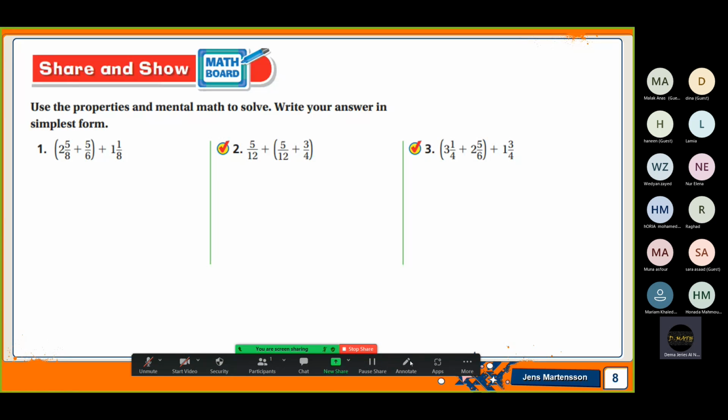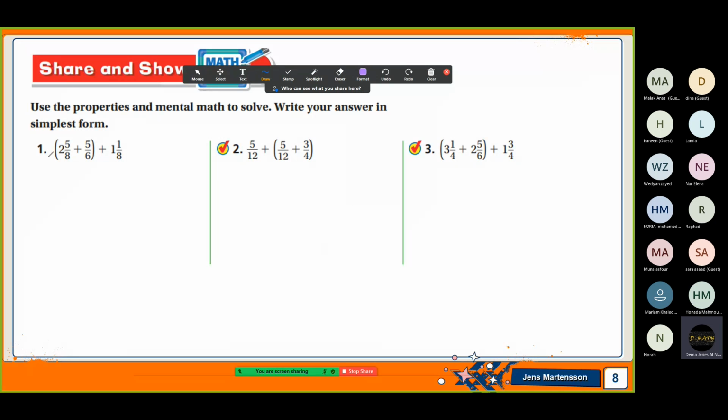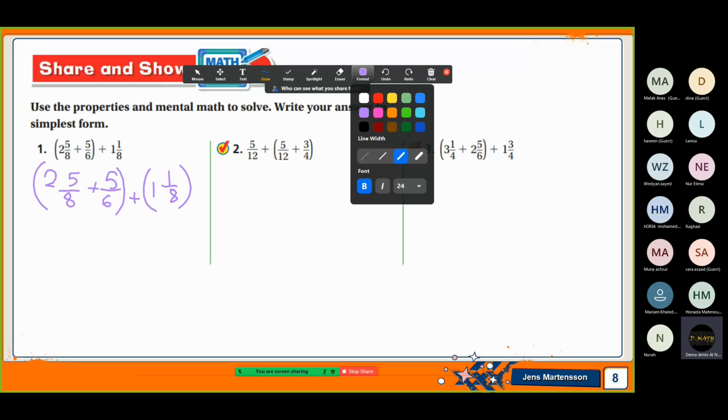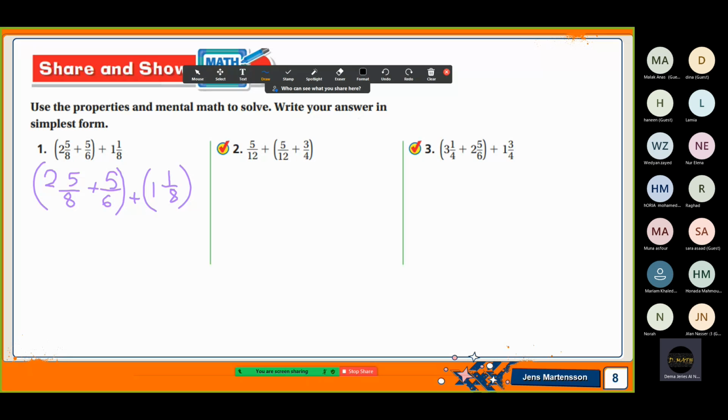So the first step here, as we said yesterday, we're going to add the numbers that have the same denominators together. That can help me to add. So I will rewrite it like 2 and 5 over 8 plus 5 over 6. This is the question, plus 1 and 1 over 8. Then we said that we will put the 2.